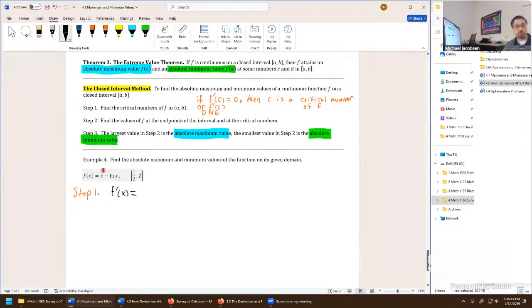But this one, we'll take the derivative of x, it's a 1, minus the derivative of natural log x. That was our last section. That gives us a 1 over x. And we're done. That's the entire derivative of that function. Now, the next part of step 1 is we set that to 0 and we solve.